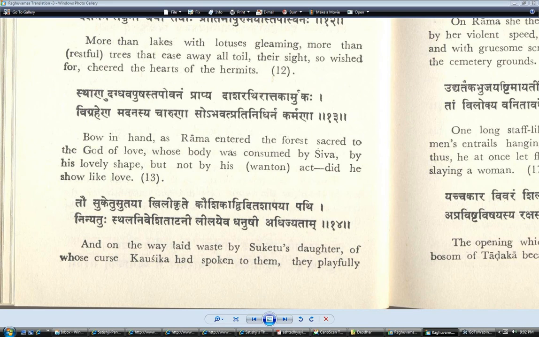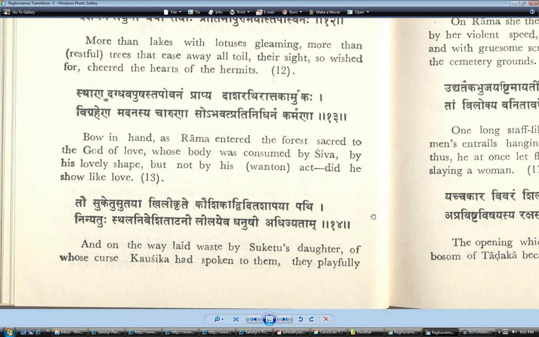Then of whose curse: Kaushikat vidita shapaya. Very good. Known to them is the vidita, and the curse is the shapa. It became a Bahuvrihi. And Kaushikat is from Kaushika. What is 'they'? Tau. 'They' is tau, very good.